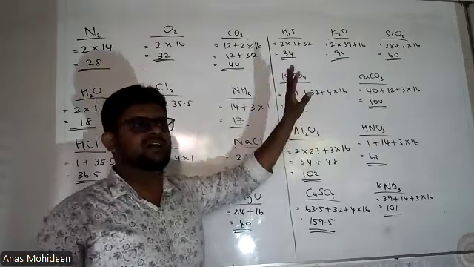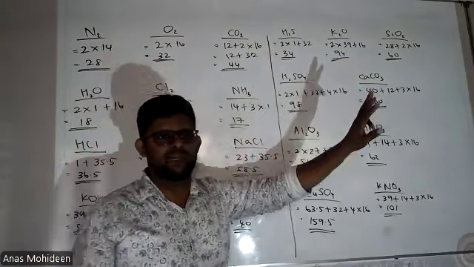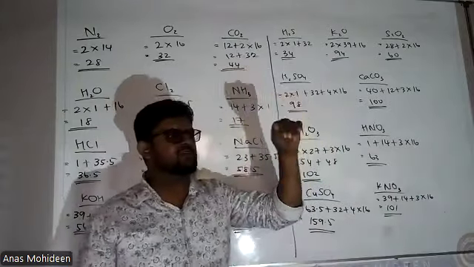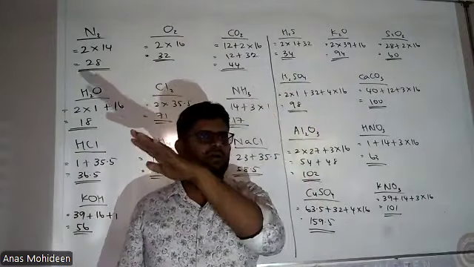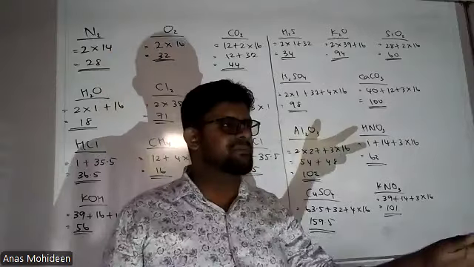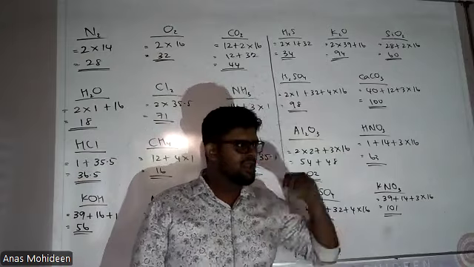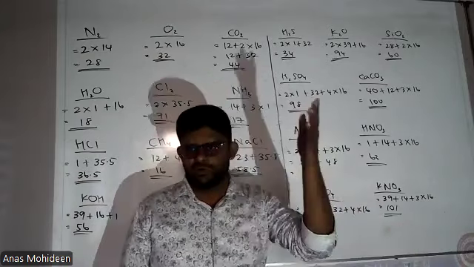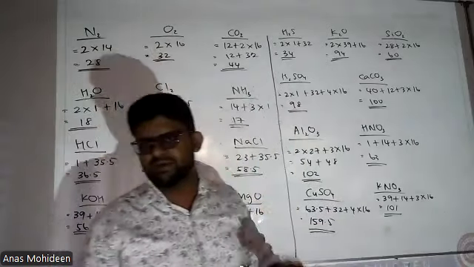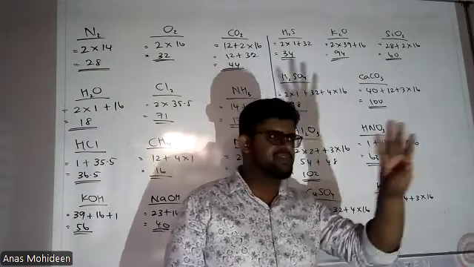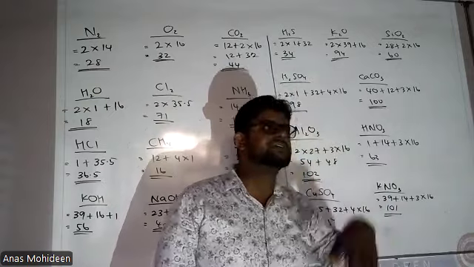So what did we learn today? We learned about AMU, atomic mass unit, and RAM, relative atomic mass. So what is AMU? 1/12 the mass of carbon-12. Relative atomic mass is equal to real mass divided by atomic mass unit. RMM, relative molecular mass, is equal to real mass of a molecule divided by atomic mass unit. RFM is equal to the sum of the RAMs. These are the four. Four more remain for the next class.